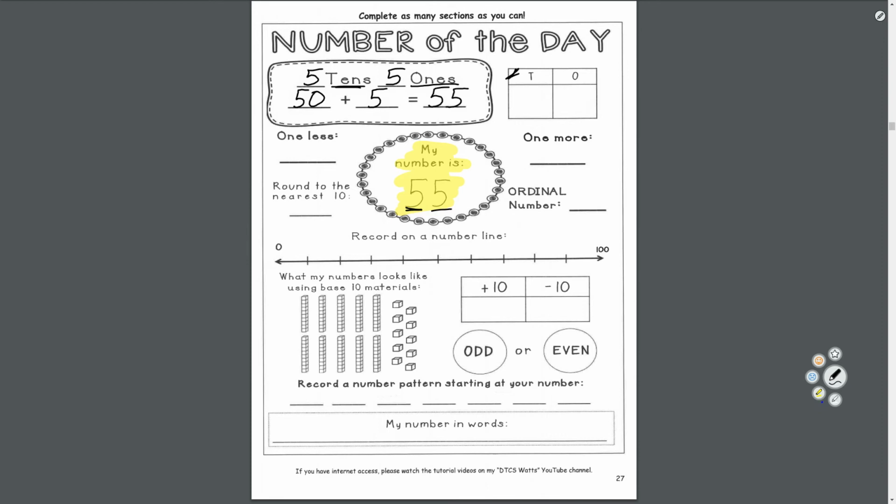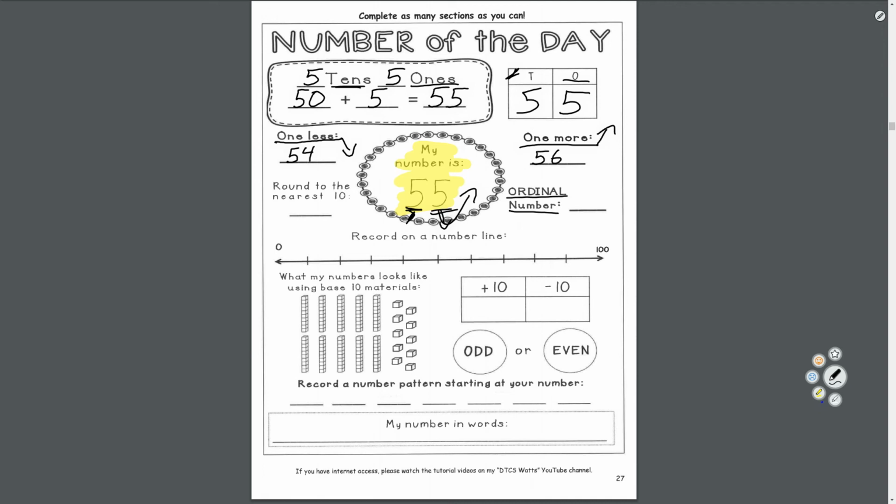Place value. In the tens place, 5. In the ones place, 5. 1 less, we go down by 1. 5 turns to 4, so 54. 1 more, the ones place will go up by 1. 5 turns to 6, so 56.